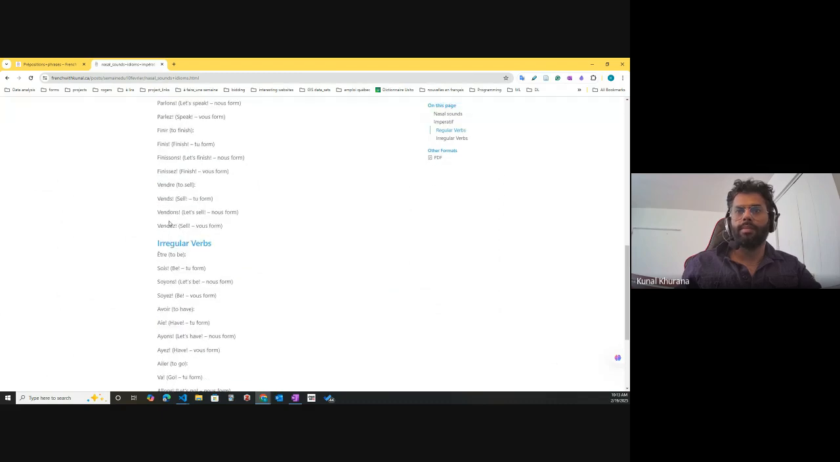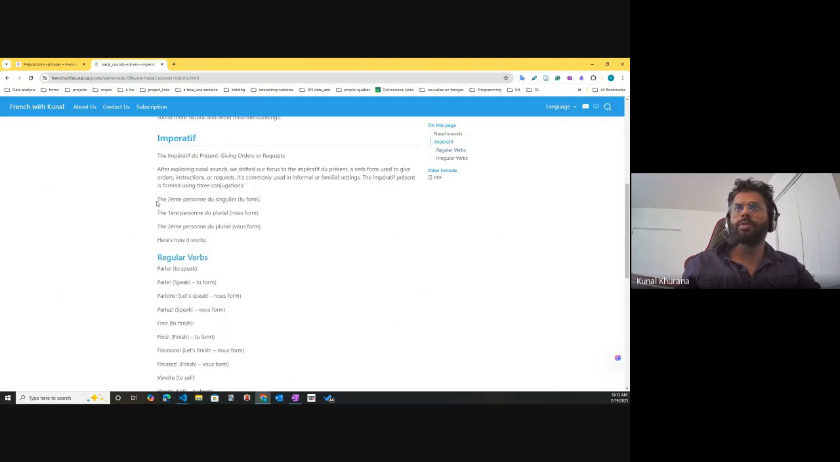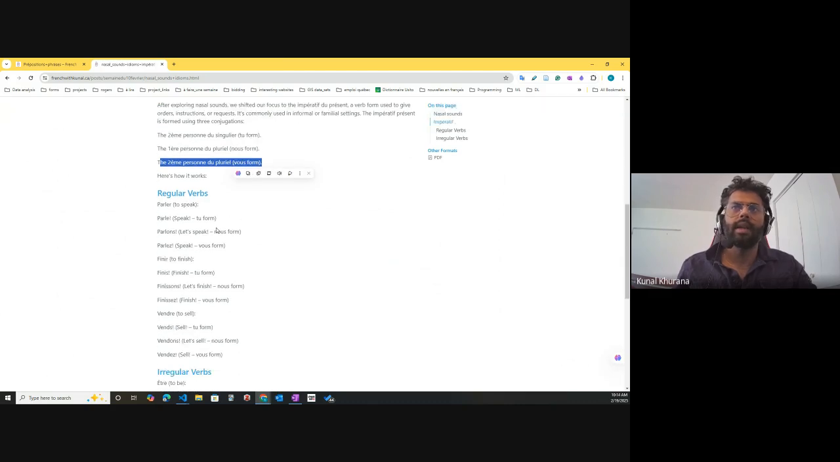So I just give, it's for the second person singular, first person plural, that's nous, and second person plural, that's vous. So we use imperative just with these three, to give orders or requests. And so here is a conjugation with the regular verbs.